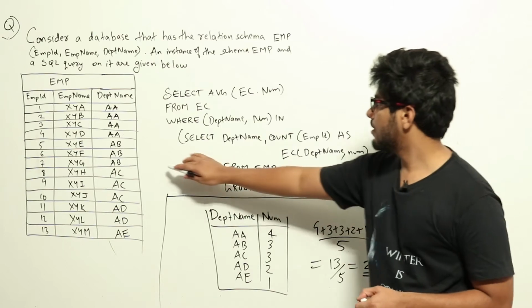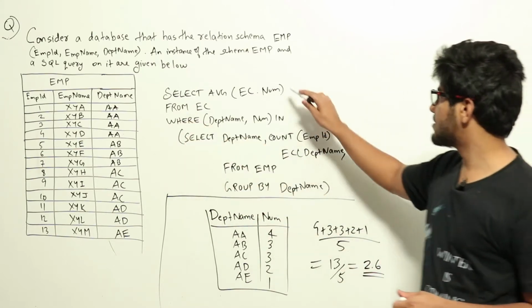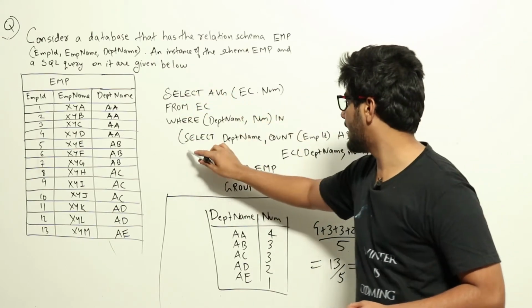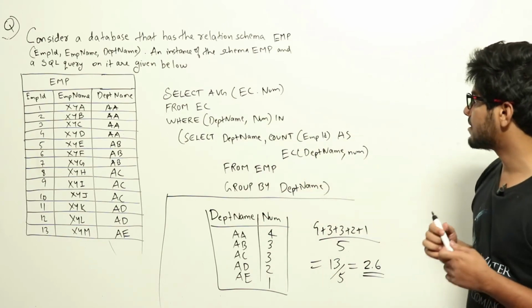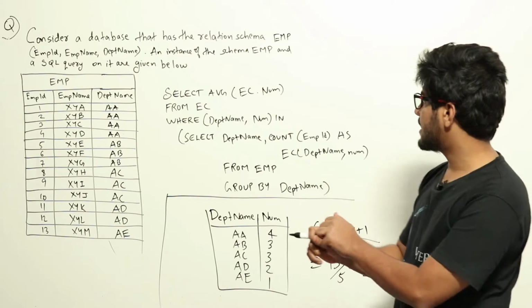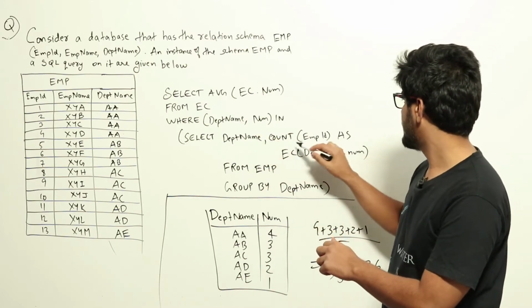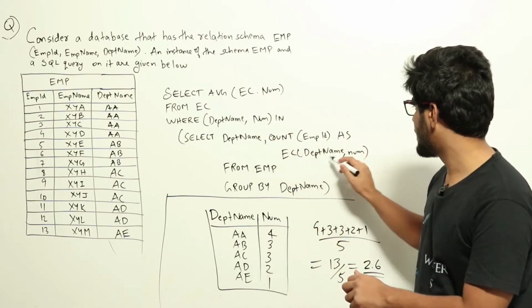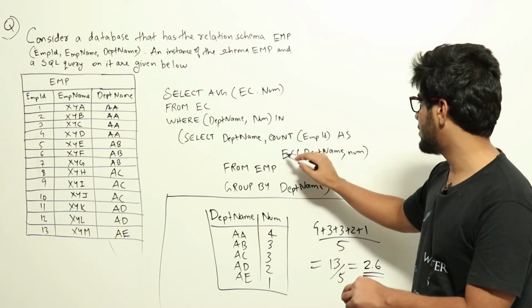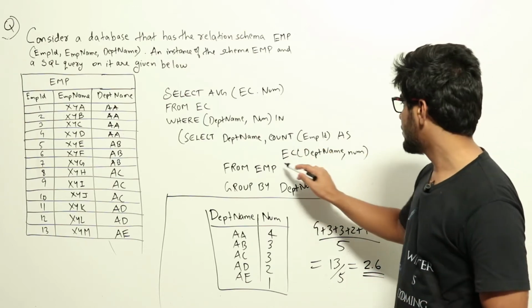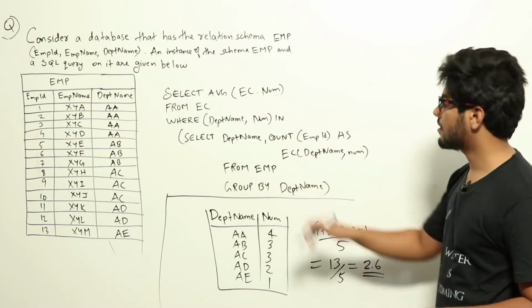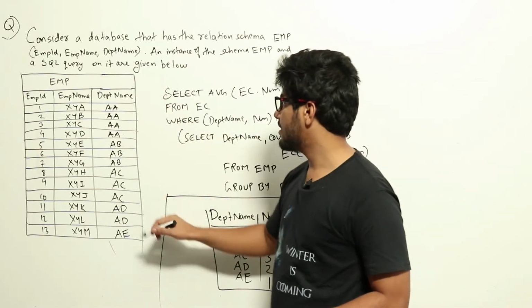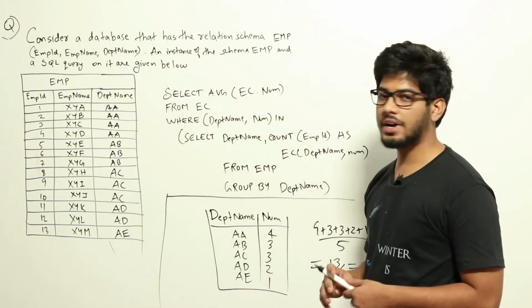If you take a look at this query, it has two parts. One is an outer query and then there is an inner select query. First we will find out what the inner query does. The inner query selects department name, count of employee ID as num, from EMP, group by department name. The table returned would have the name EC. So this is a query on EMP on which we do group by department name.